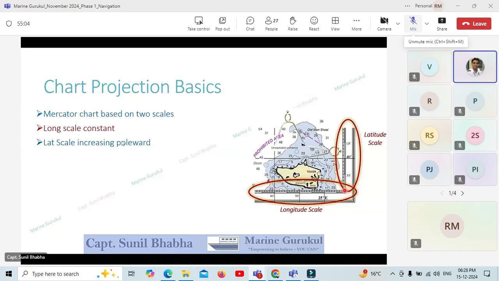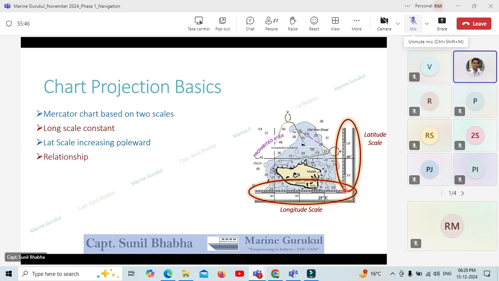As far as the latitude scale is concerned, the latitude scale is not fixed or constant. The latitude scale keeps on changing depending upon where you measure it on the chart. If you are at the equator, the latitude scale is exactly equal to the longitude scale, or you can say when you are at the equator, the length of 1 minute of latitude is exactly equal to the length of 1 minute of longitude on the chart. But as you go in higher latitudes, as you go towards the pole, the length of 1 minute of latitude keeps on increasing.